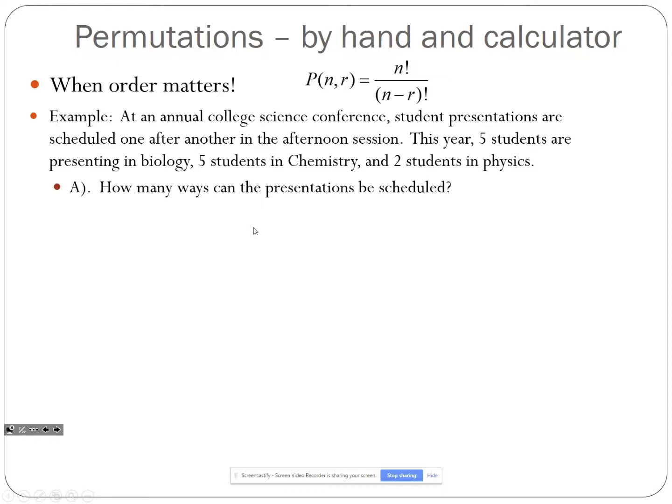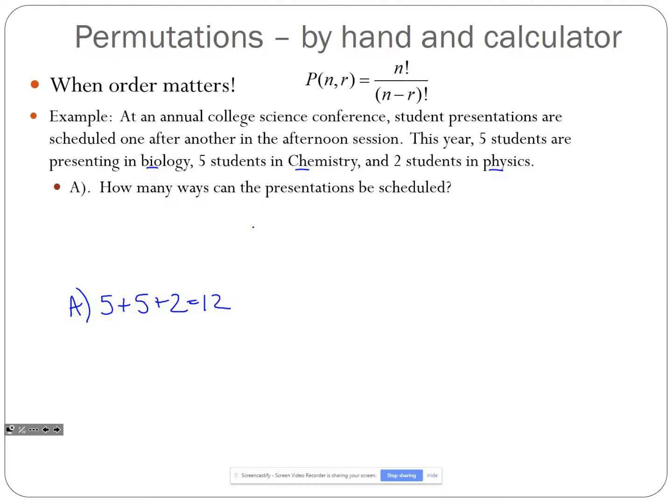Let's take a look at that. They're looking at presentations in whole. So we have 5 biology, 5 chemistry, and 2 in physics. So we have 12 presentations that are going to be scheduled. How many different ways can this happen?